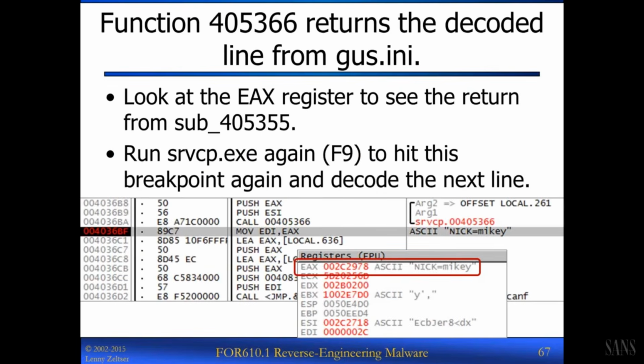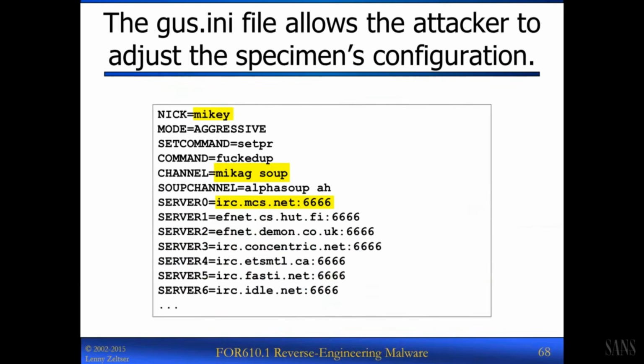The EAX register, as you'll learn more about in next week's sessions, is often used for returns, meaning when a function is called and it processes some data, it often returns it, and that return is often stored in EAX. So in this particular case, it appeared that it was processing lines of gus.ini and then returning those decoded lines into EAX. Had we run through this process some more, and I ran through quite a few of these breakpoints, you would have noticed many IRC servers, all of which could have been used for C2, all of which could have had their own custom channels. And hopefully the value of code analysis is really starting to become clear.